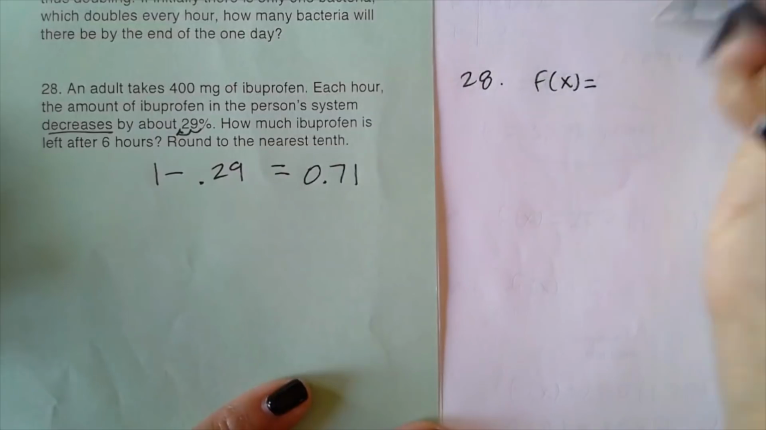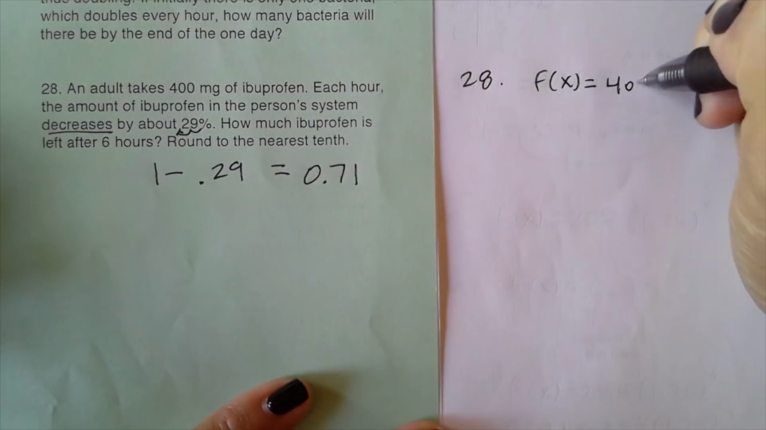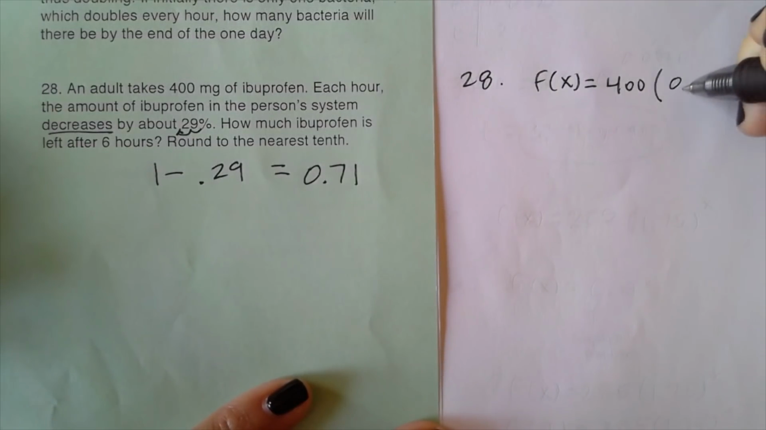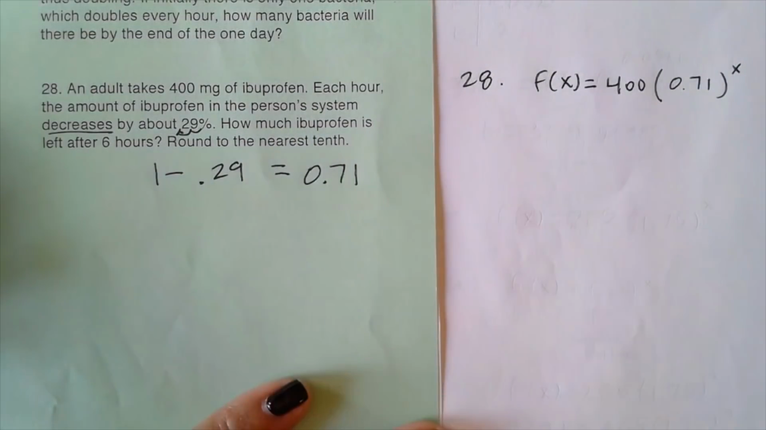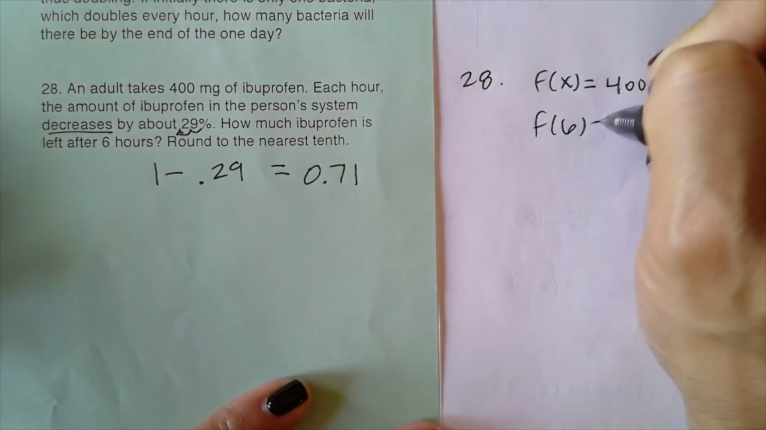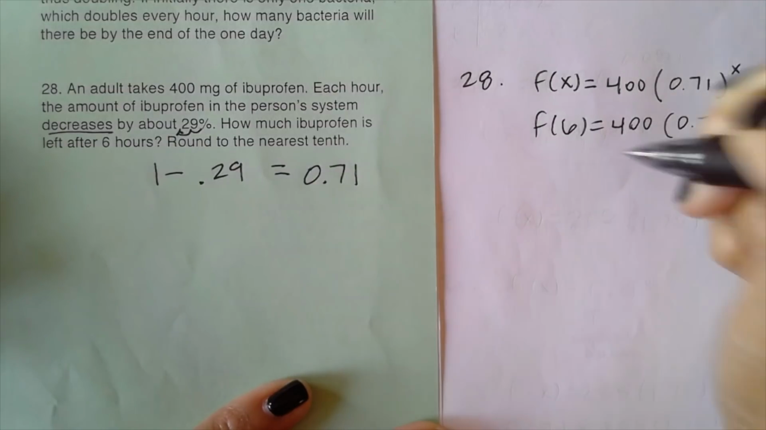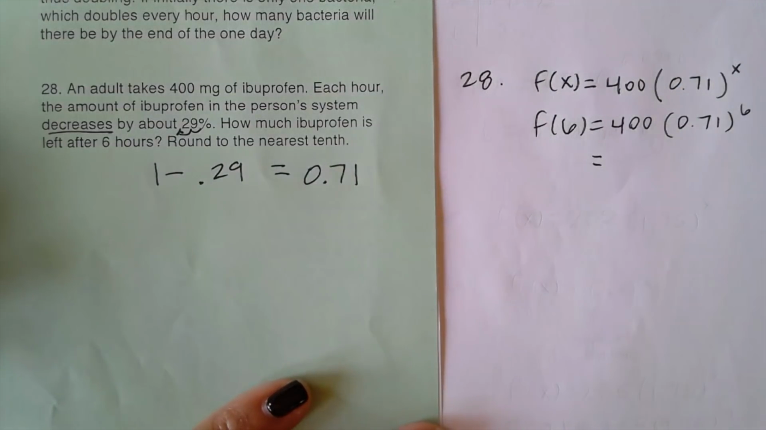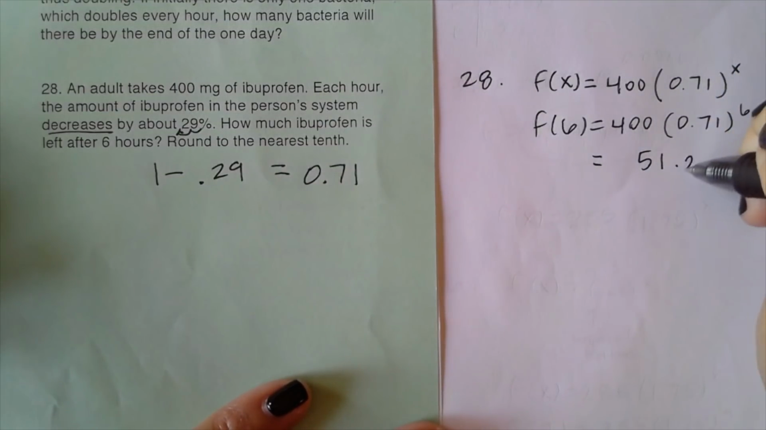F of x equals, and again, initially there was 400 milligrams. And our A value is 0.71. It says how much ibuprofen is left after 6 hours. So we're going to go F of 6 equals 400 times the quantity 0.71 to the 6th power. And we'll plug that into the calculator. You get 51.2 milligrams.